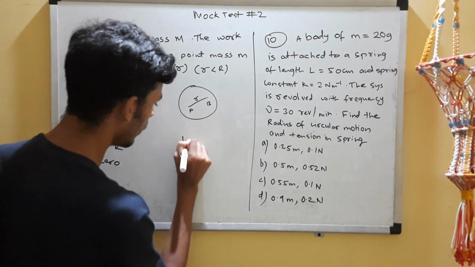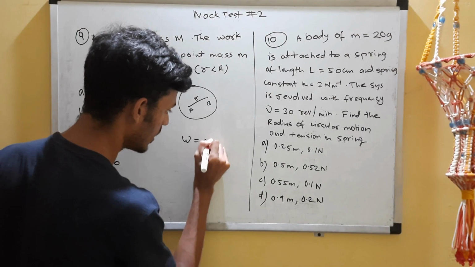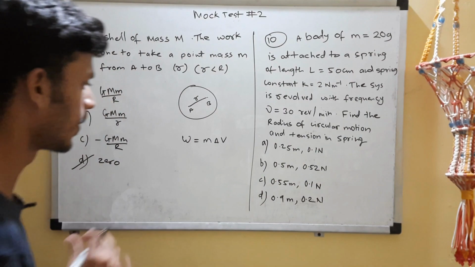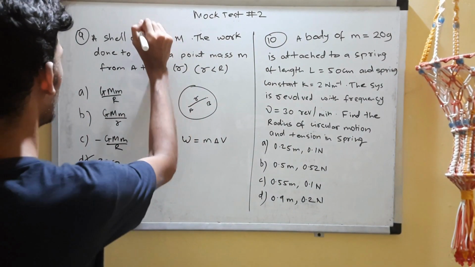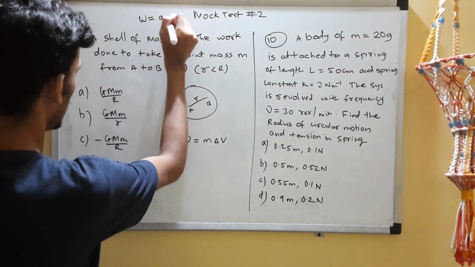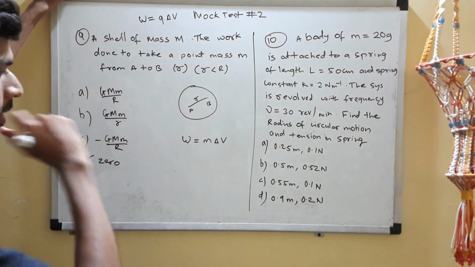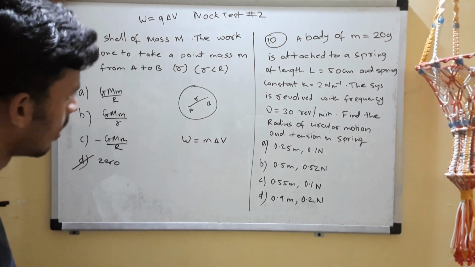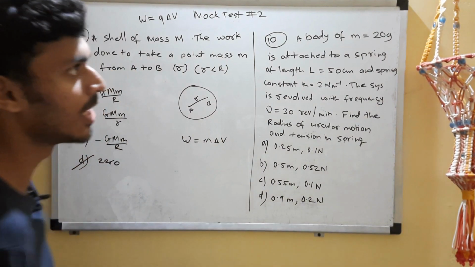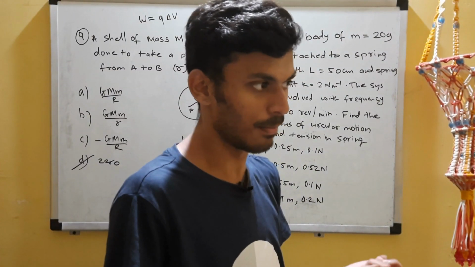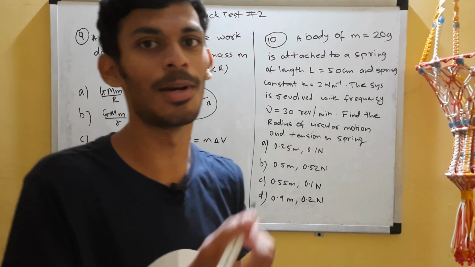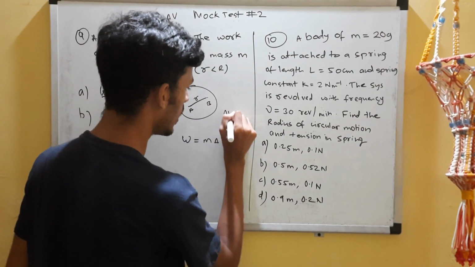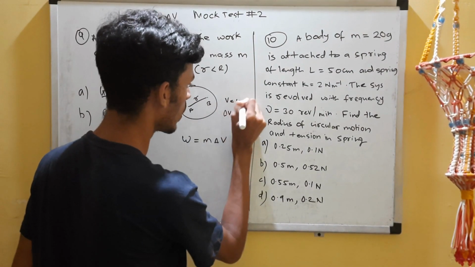Or take it this way: the work done will be the test mass into the change in gravitational potential. If you remember the electrostatic potential, the work is given as q into delta v. Here the test charge is replaced by the test mass. Inside the spherical shell, since the field is zero, the gradient of the potential is zero, so the potential is constant. So delta v is 0 because v is constant.